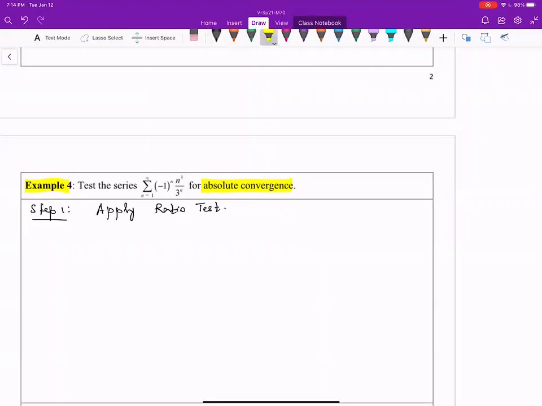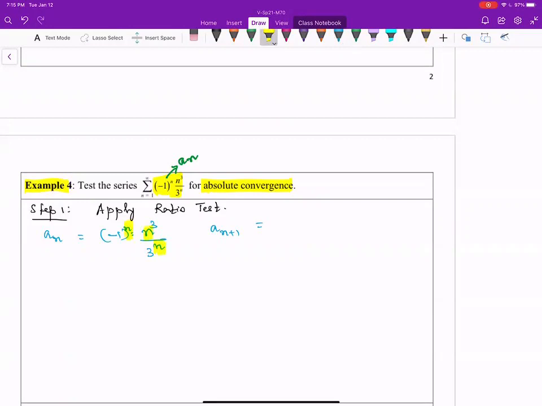So always we assume without the sigma, in the given series, if you consider the expression without the sigma, that is the nth term of the given series. So we will consider a_n, which is (-1)^n n^3 divided by 3^n. Then we will consider a_(n+1), which is obtained by changing n to n plus 1 here.